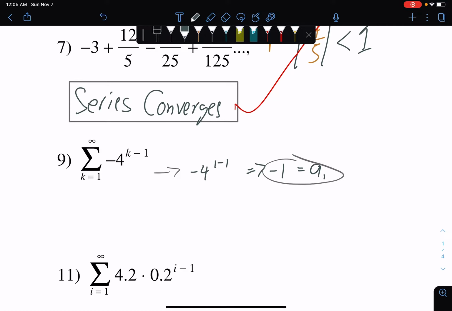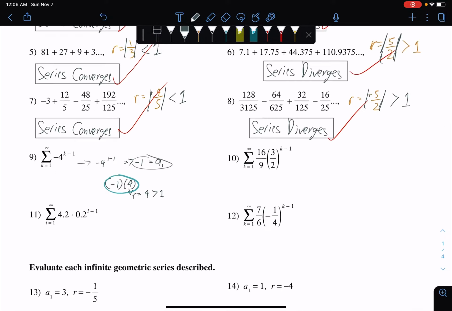Alright, given that we know a sub 1, it could be said that, give me a few seconds to think. I see it. So, negative 1 is equivalent to a sub 1. So given that a sub 1 is negative 1, that means this would be 4. The 4 would then be our r, because this altogether makes this negative 4. So r is equivalent to 4, which is greater than 1. Therefore, the series diverges.